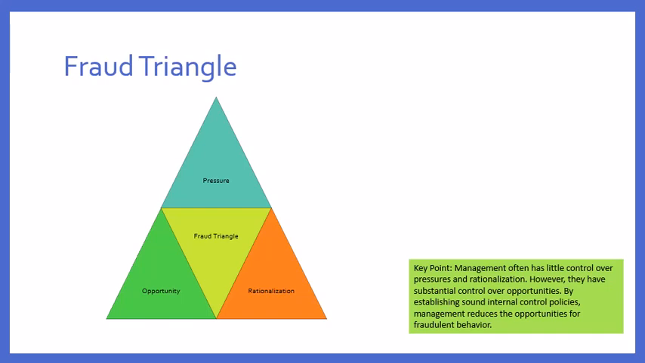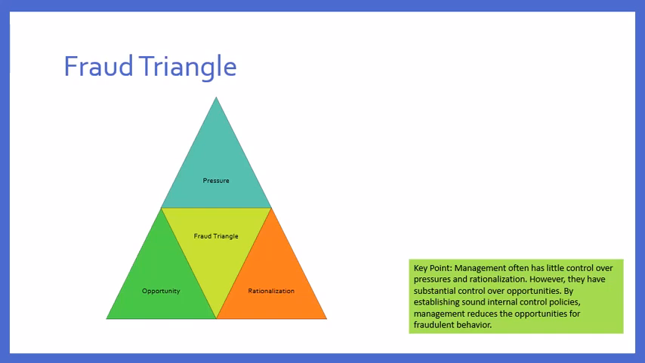Next, we have opportunity. The employee has to believe that they can commit the fraud without getting caught. This typically occurs because either internal controls are lacking, or the employee finds a way to circumvent the internal controls, such as working together with another employee or an outsider. We often call that collusion.